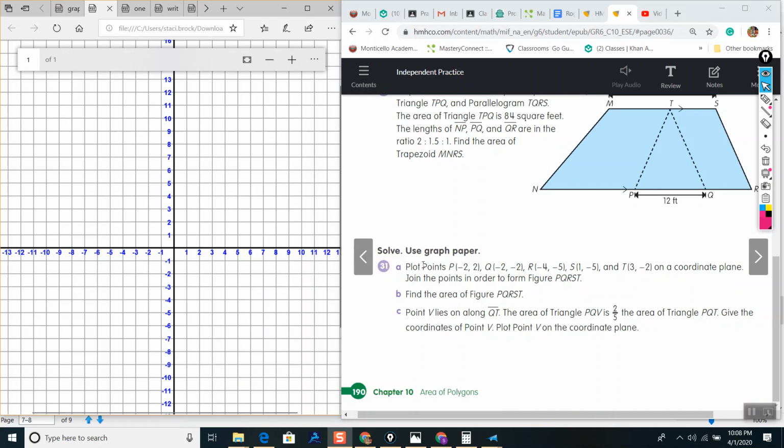So we have here, it says use graph paper. So I've pulled the grid up here. You can find grid like this online, so go ahead and look for one. You can plot it online, make it easier for yourself.